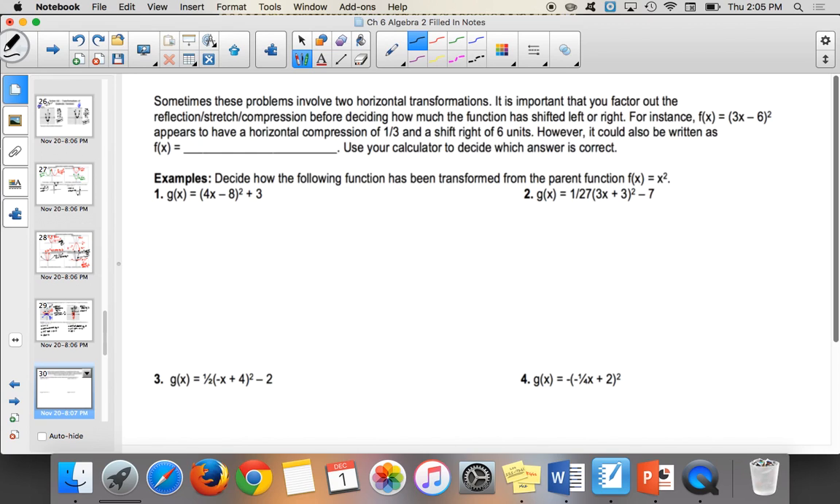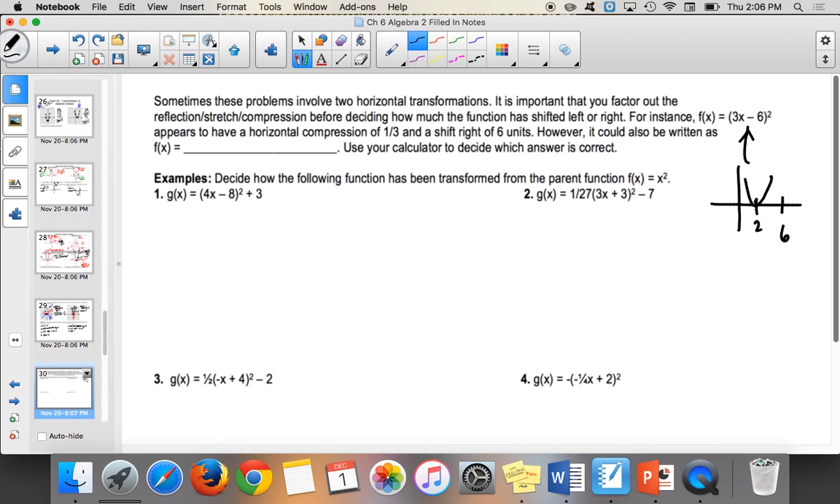So it says sometimes these problems involve 2 horizontal transformations. Okay, so it's important that you factor out the reflection, stretch, compression before deciding how much the function has shifted left or right. So for instance, if you have f of x equals (3x minus 6) squared, it appears that it has a horizontal compression of 1/3 and it shifts right 6. So if I was trying to graph that, a lot of people say, oh, it's going to start over here at 6. Right, it actually doesn't. Okay, it actually starts right here at 2.